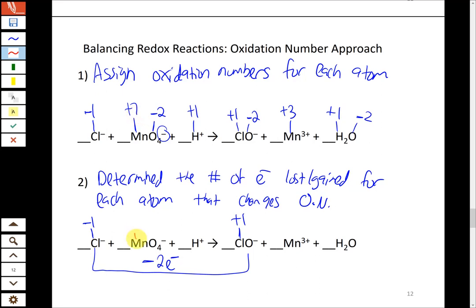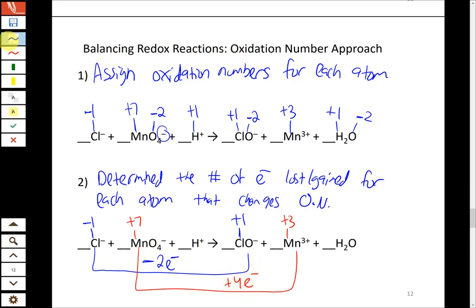The other one that was changing was manganese. Manganese was +7 here on this reactant in MnO4 minus and +3 on the product side. So that's the other one that's changing. When we connect those two, it's a difference of 4. 7 minus 3 is 4. The oxidation number is getting smaller, so it's gaining 4 electrons.